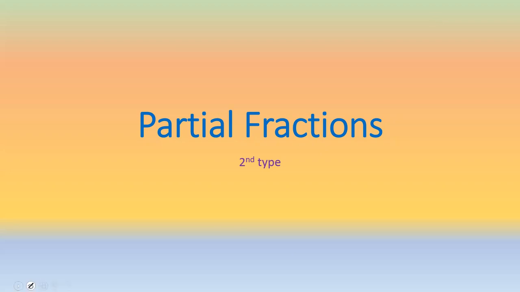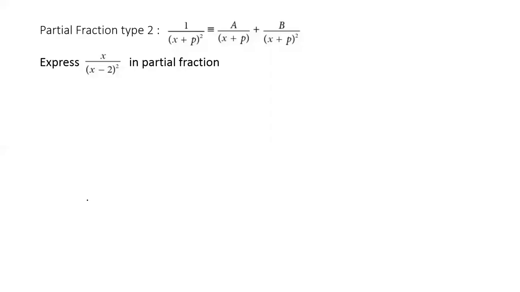In this lesson, I will explain how to find the solutions of 3 questions of partial fractions, second type. The partial fraction second type, or type 2, like this, 1 over (x plus p) squared, becomes partial fractions a over (x plus p) plus b over (x plus p) squared. For example, express x over (x minus 2) squared in partial fractions.